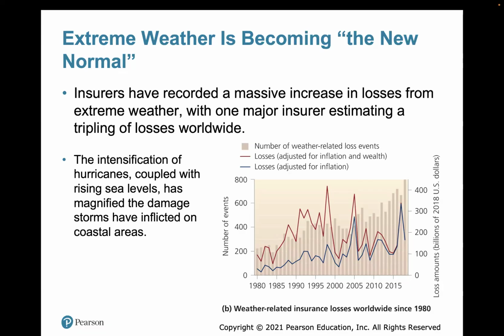All right, so insurers have recorded a massive increase in losses from extreme weather, with one major insurer estimating a tripling of losses worldwide. The hurricanes have intensified, and with sea levels rising, that has all increased the damage the storms have inflicted on the coastal areas. This is the number of events. This is the 1980s, and they have gone up compared to now. So weather-related insurance losses worldwide have gone up.